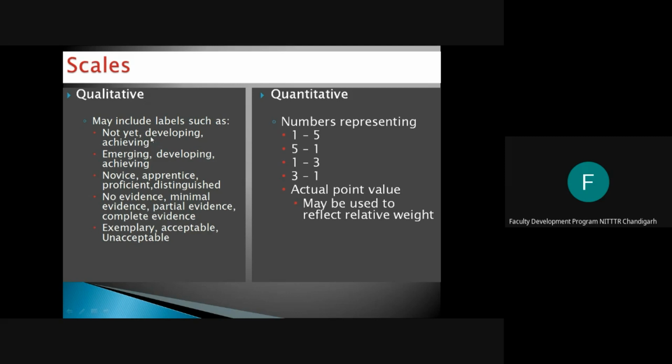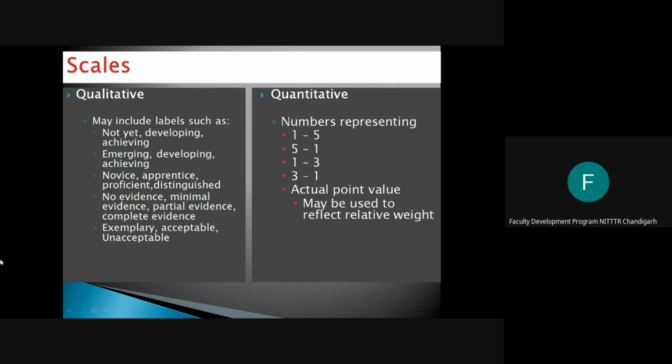One type of qualitative scale is: not yet, developing, achieving. This is one type of scale where you are not up to the desired level, not yet. You are still some level higher than that, which is developing, and then the third level is achieving, that you are achieving that desired level. So one of the scales can be not yet, developing, and achieving.